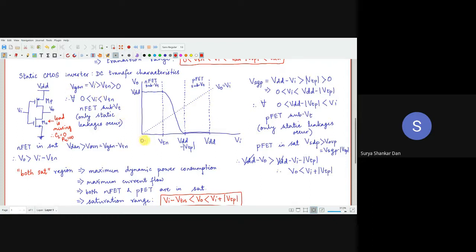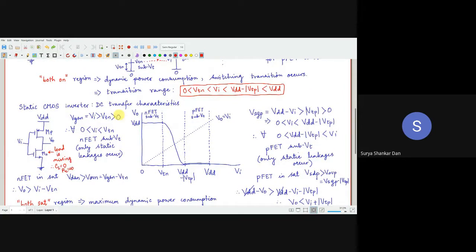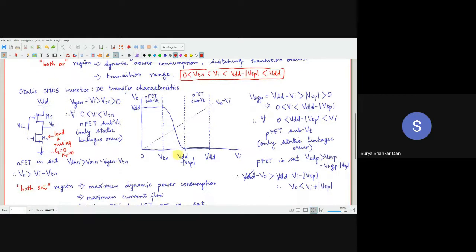So this part is clear. That means on the x-axis we are having 0 to Vi, on the y-axis we are having 0 to Vo. When Vi is less than Vtn, everyone knows, the transition occurs only between the range Vtn to VDD minus VTP over here. So this is the region where you are going to see the transition. Before that, as long as Vi is less than Vtn, only leakages are there. After VDD minus VTP, only leakages are there.